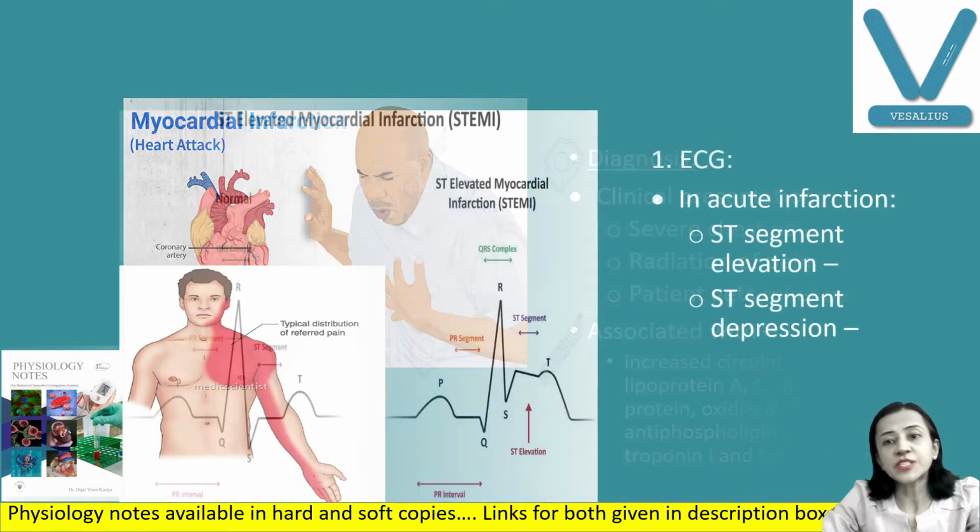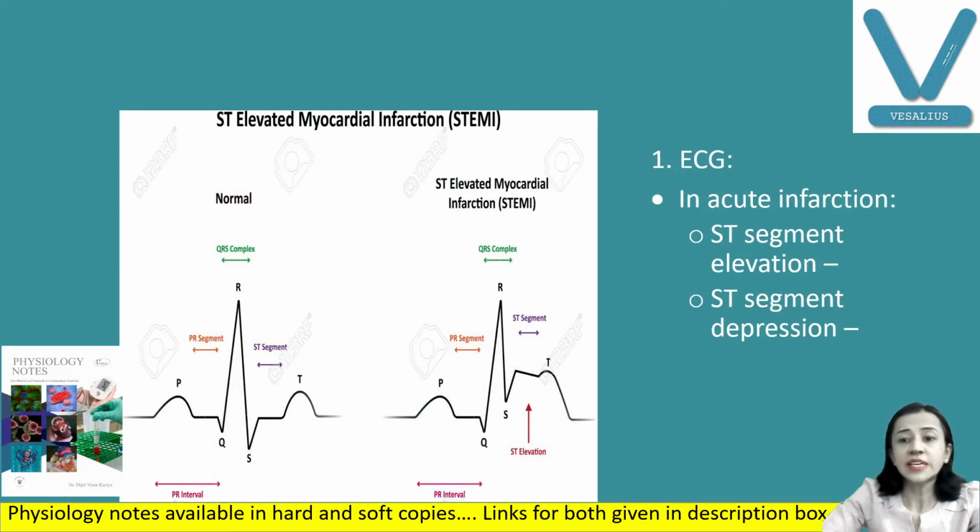Now, what are the ECG changes in myocardial infarction? In case of acute infarction, there is ST segment elevation. You can see this is normal, this is ST elevation. You can find ST elevation in the ECG leads recorded with the electrodes placed over the infarcted area, and ST segment depression is found when the electrodes are placed on the opposite side of the infarction. Okay, so you can see here.